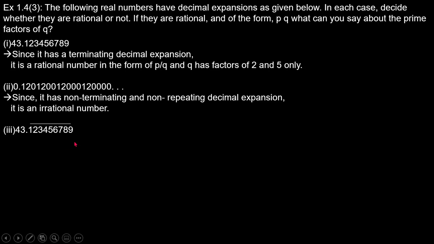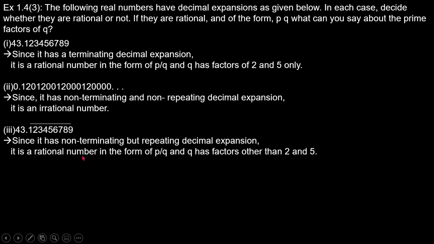So what can we say about repeating? It is repeating and non-terminating. It is repeating, but it is not terminating. So it is a rational number, but p by q has factors other than 2 and 5. If it had only 2 and 5, it would have been terminating, but this is repeating. So it has other factors than 2 and 5. So by now we have completed our topic successfully.